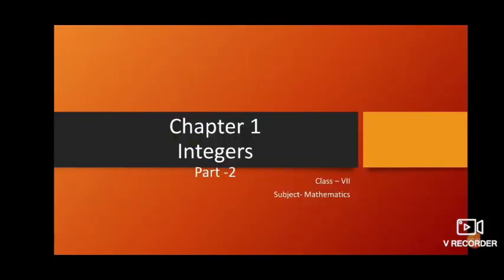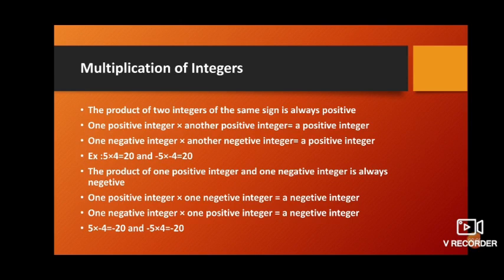Today we are going to discuss chapter number 1, continuation of integers, part 2. In our last class we already discussed what an integer is and what the basic arithmetic operations, that is addition and subtraction, and their properties on the integers are. Now we are going to discuss the multiplication of integers and what properties are satisfied by the multiplication of integers. So first we will see what is meant by multiplication of integers.